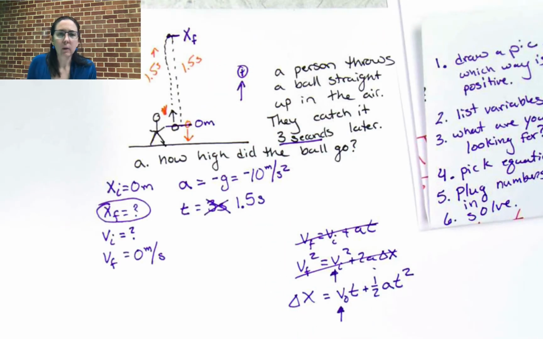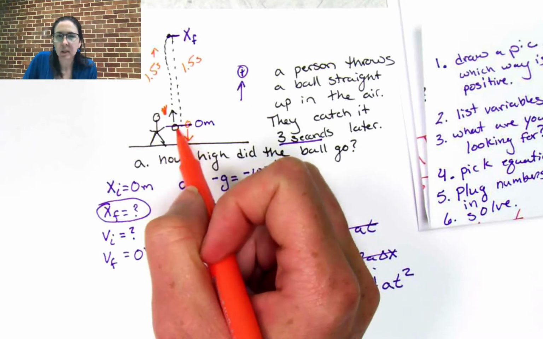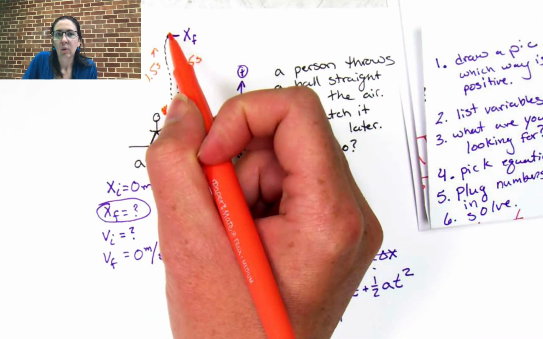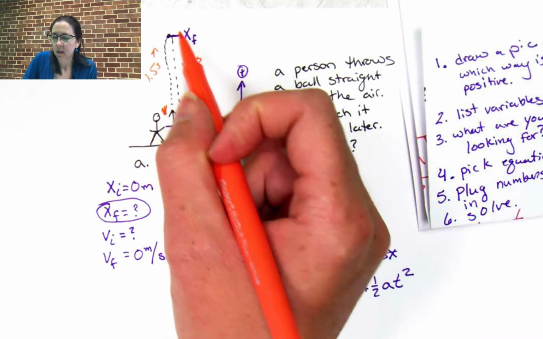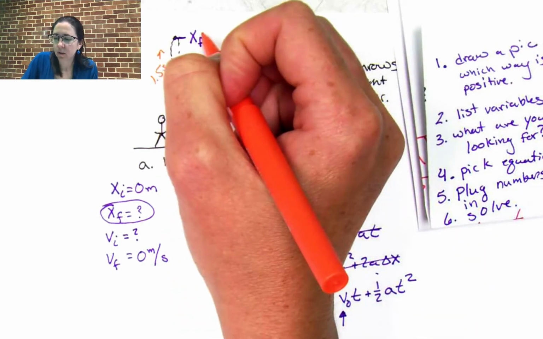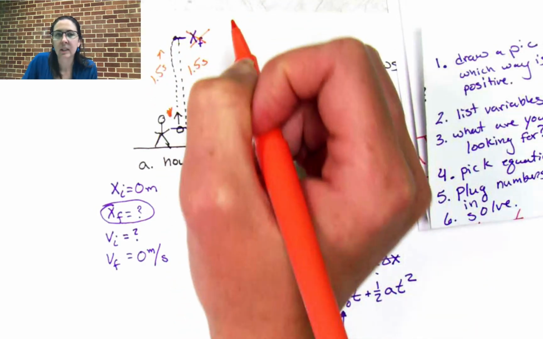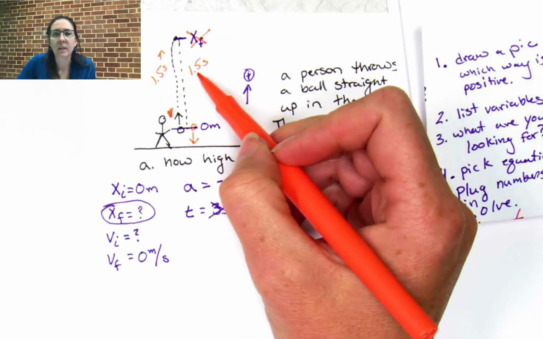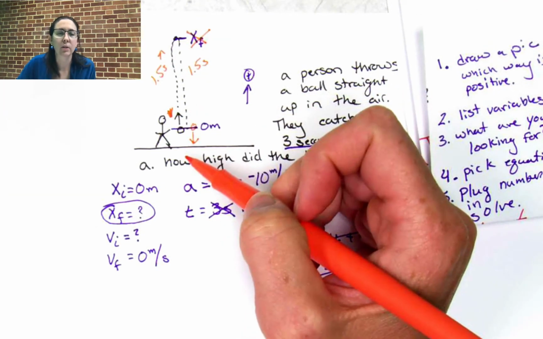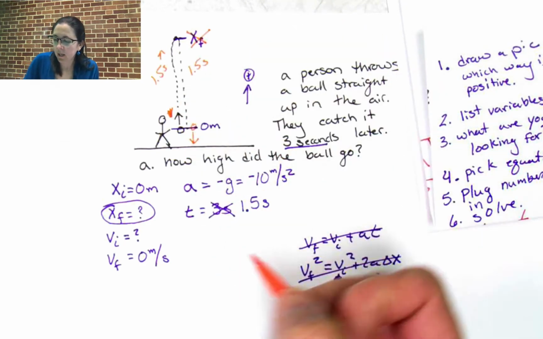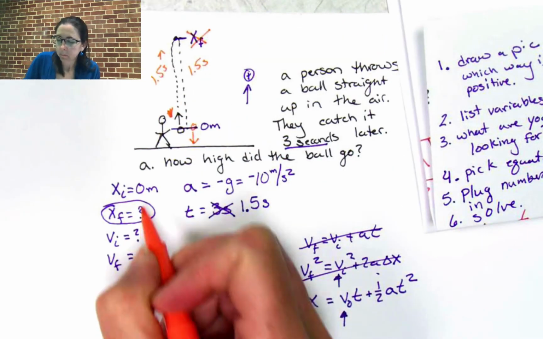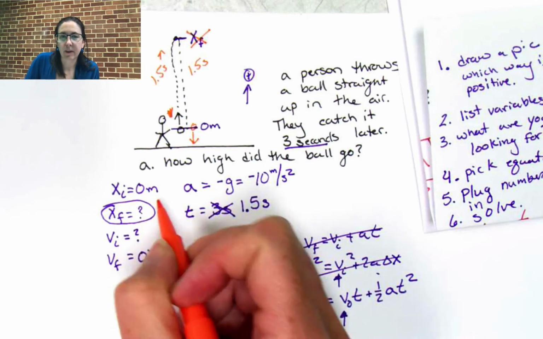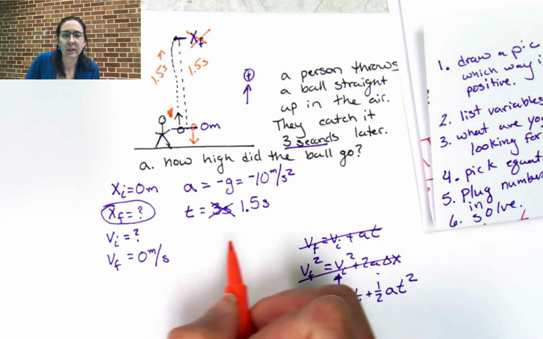So why do I care if this is my initial and this is my final, or this is my initial and this is my final? If we switch this around, and instead of thinking about this as a first half problem, the ball goes up, we think of it as a second half problem, the ball goes down. It takes 1.5 seconds for the ball to fall back to its original spot. And in that case, our initials and finals will switch. So I'm going to go ahead and put this in orange.